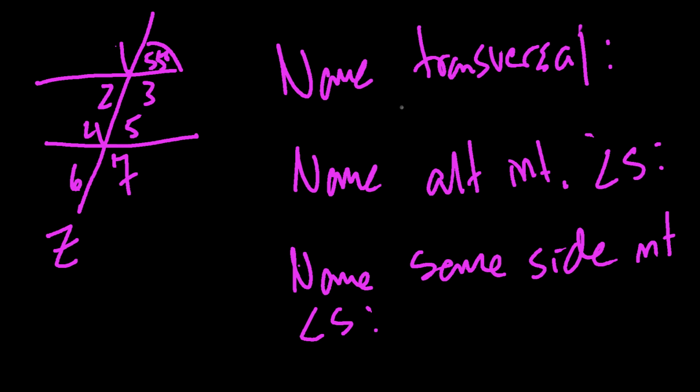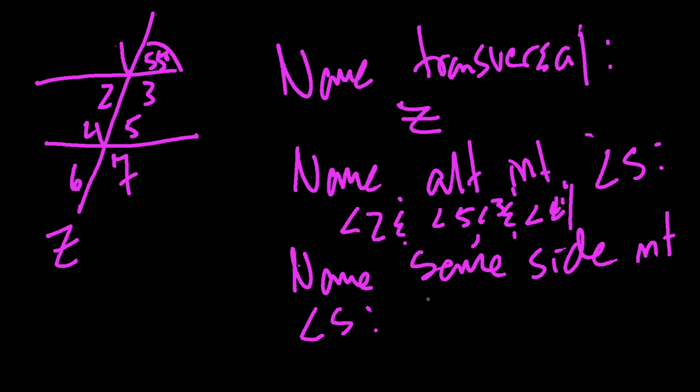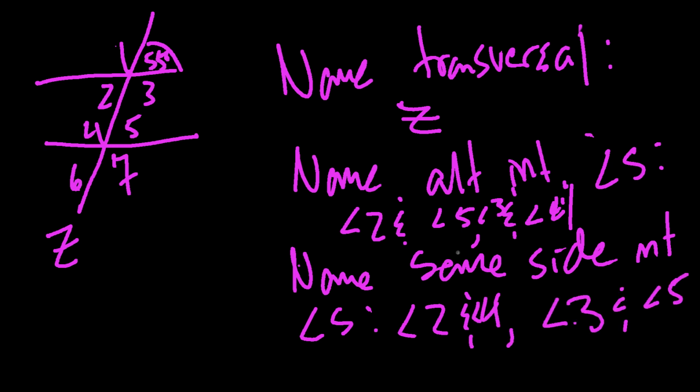So this was a pretty easy one. The transversal is this line right here, which is in fact a Z. The alternate angles would be angle 2 and 5, and angle 3 and angle 4. Next, the same side interior angles would be angle 2 and 4, and angle 3 and angle 5. This is a pretty easy one. If you had any problems with this, make sure to go back in the video and take notes.